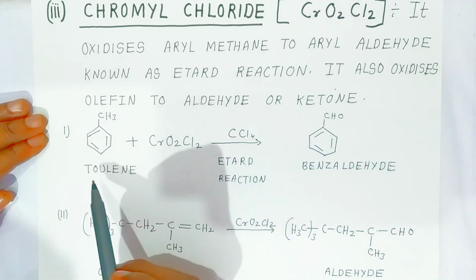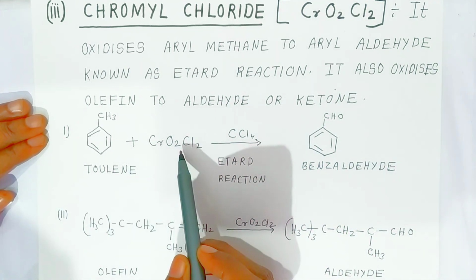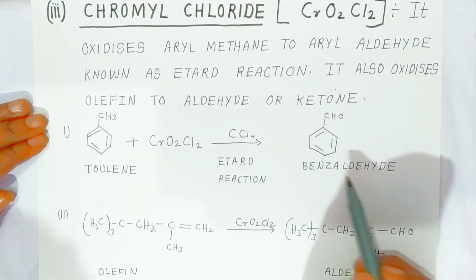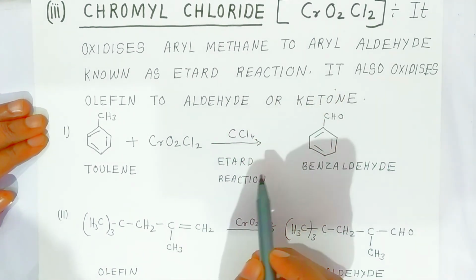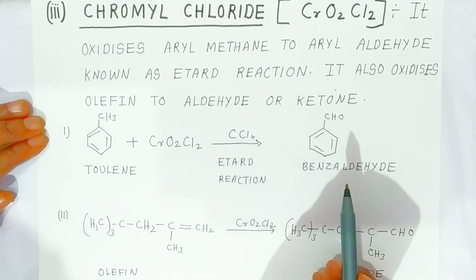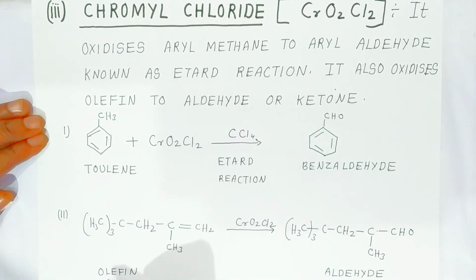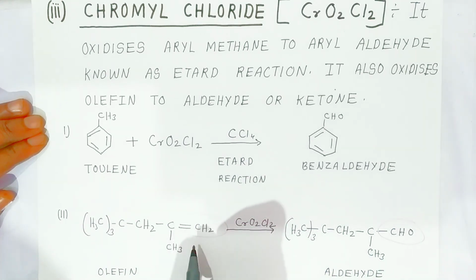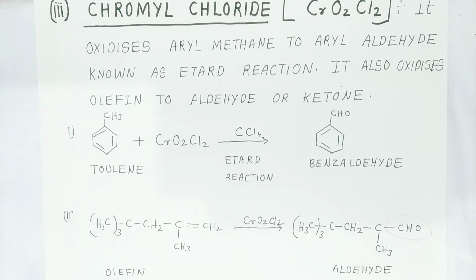Now students here we are going to see this is toluene in presence of chromyl chloride with carbon tetrachloride as a solvent, converted into benzaldehyde. This reaction is also called the Etard reaction because the scientist Etard did this reaction. Now you have olefinic compound students containing double bond. This part is converted into aldehyde group. Okay students, this is the reaction of oxidizing the double bonded compound into the corresponding carbonyl. These are very important students from the examination point of view.